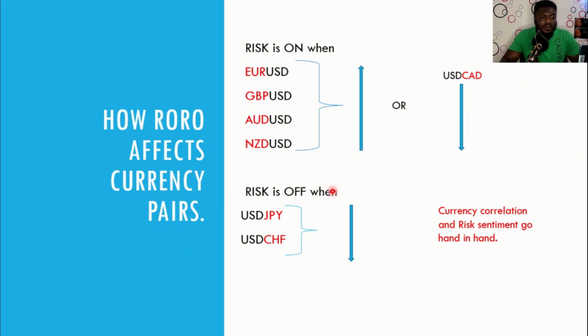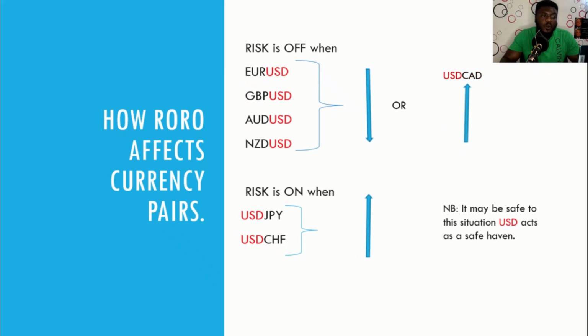We also say that risk is off when USD JPY and USD CHF are falling. Risk is off when they are falling because JPY and CHF are safe havens and they will be stronger than the USD. The opposite of the first situation is also true.